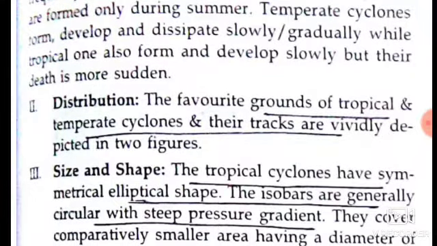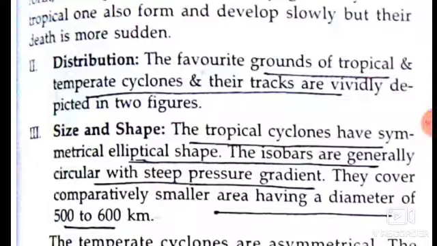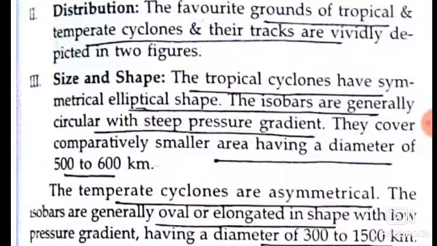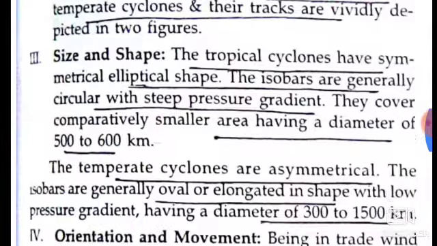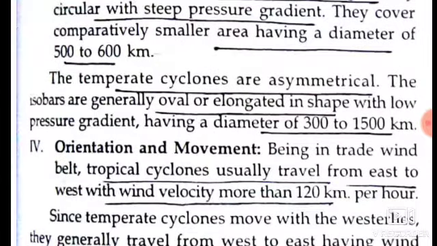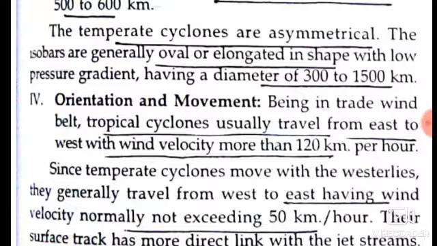The favorite grounds of tropical and temperate cyclones and their tracks are vividly depicted in two figures. Size and shape: tropical cyclones have a symmetrical elliptical shape. The isobars are generally circular with steep pressure gradient. They cover a comparatively smaller area, having a diameter of 500 to 600 km. The temperate cyclones are asymmetrical; their isobars are generally oval or elongated in shape with low pressure gradient, having a diameter of 300 to 1500 km.